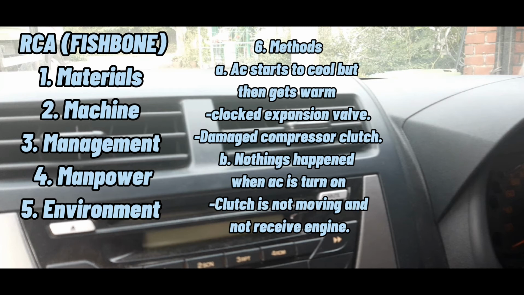Based on the RCA fishbone diagram, there are many possible problems that cause the aircon to malfunction, which are due to the management, the manpower, the environment, the materials, the methods, and also the machine. As mentioned before, this is mostly because of the methods. The AC starts to cool but then gets warm because of a clogged expansion valve, damaged compressor clutch, blown fuse or leaks. And also, nothing happens when the AC is turned on. This is because the clutch is not moving and not able to receive engine power.